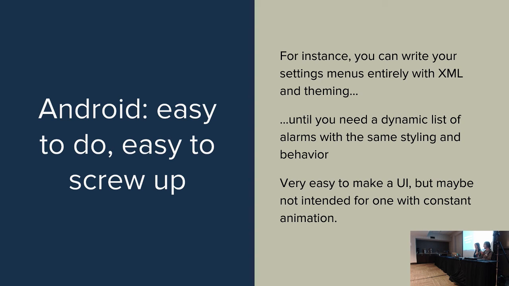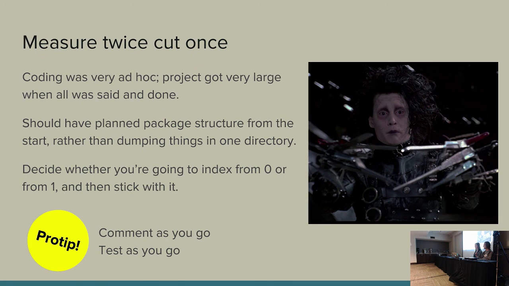So for example, it's very easy to make a UI in Android, and there's a nice framework for that. But maybe not one intended for use with constant animation. So when the app was first created, we didn't have smooth ticks and shifting colors, and things worked very well. As things got more complicated, performance began to suffer, and there's still some work that needs to be done around that to make sure things run smoothly all the time.